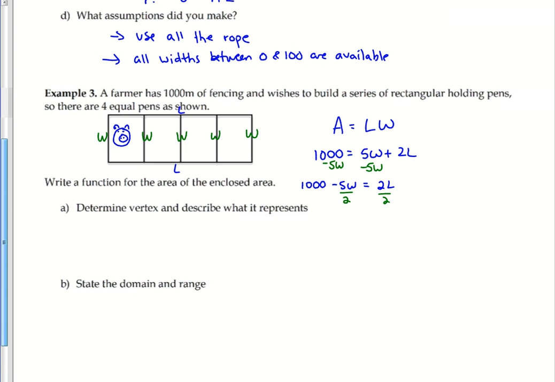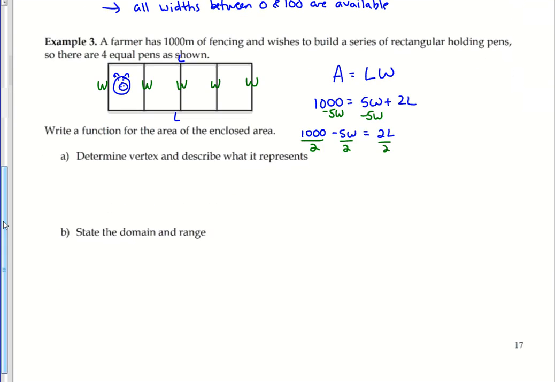I find it easier if you just leave it individual. Divide every one by 2. So what's our formula? 1,000 over 2 is? I know. I feel you. 500 minus 5 over 2W equals L.